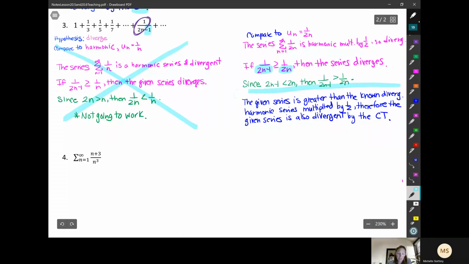So then I write out my final sentence. Always have a sentence for your final. The given series is greater than the known divergent harmonic series multiplied by 1/2. Therefore, the given series is also divergent by the comparison test. Always state which test you're using. We're going to be learning more and more and more tests. Okay, I challenge you guys to pause the video and try number 4.